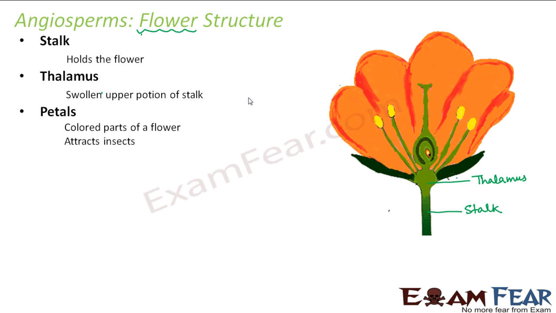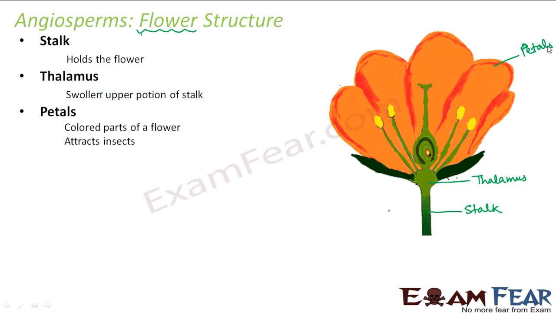Petals. Petals are nothing but the colored parts of the flower. So you see here, these are the petals. These petals can be of any color. It is not necessarily a specific color. Some flowers are red in color, some are pink, some are yellow, some are orange. So this can be of any color.